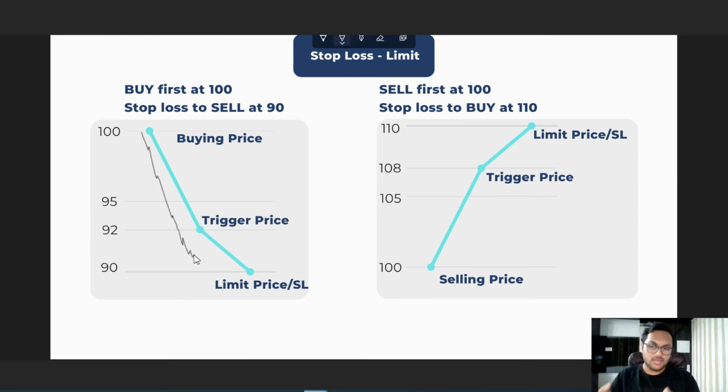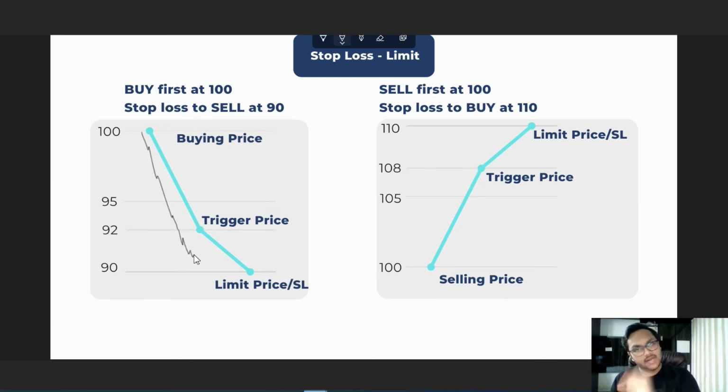But what if here it did not reach 90? It fell and it did not come back to 90. So the order won't be executed, even though I had placed a stop loss order, right? And in this case also, if it reached 110.10, after that it went on increasing, but it did not come back to 110. The order won't be executed, right?